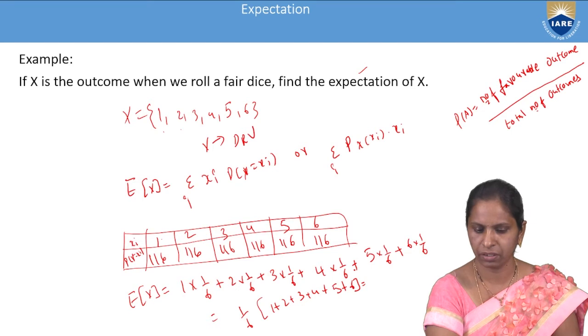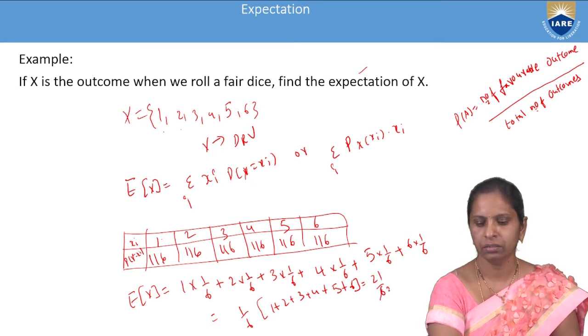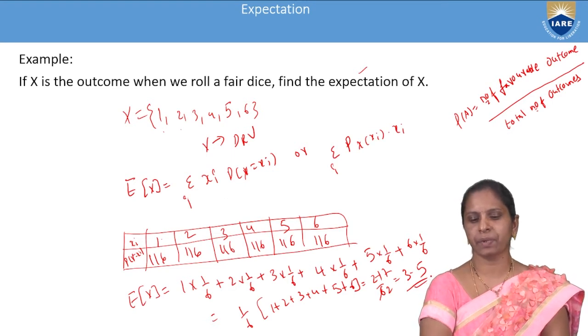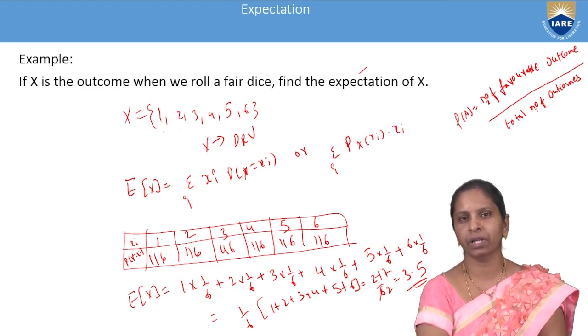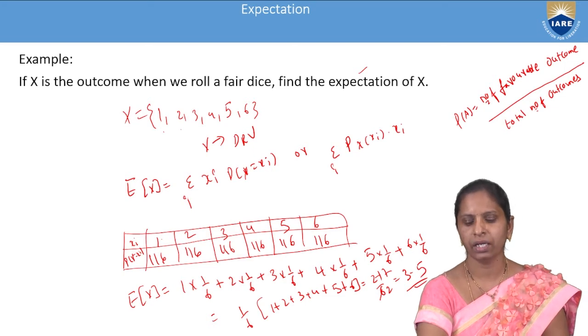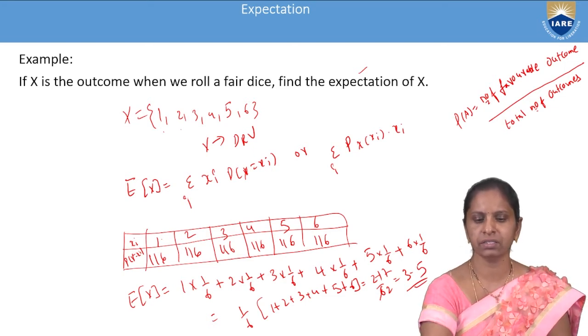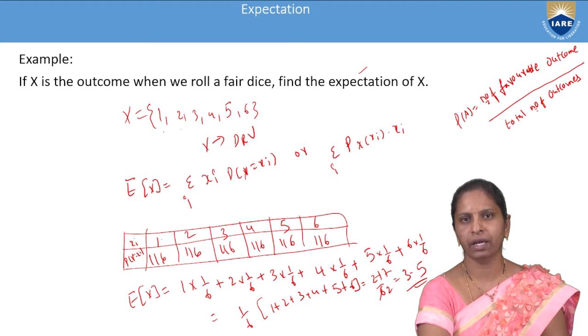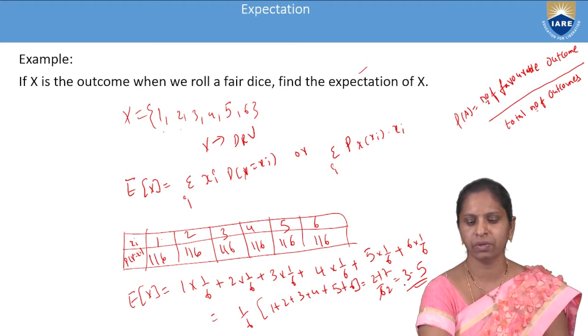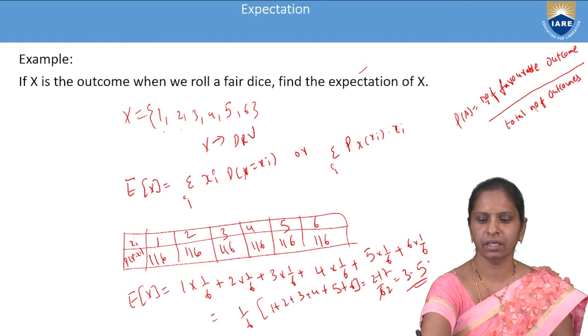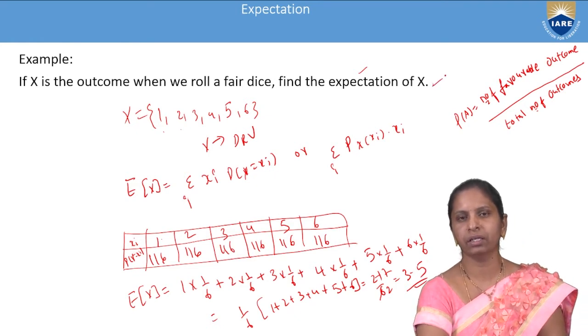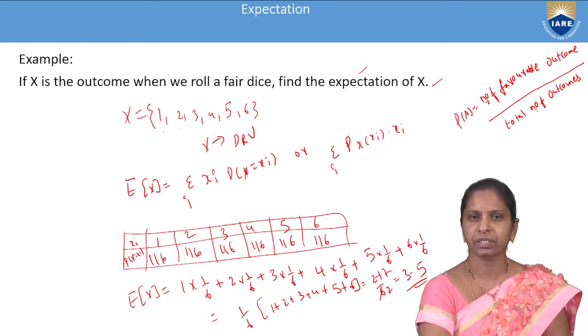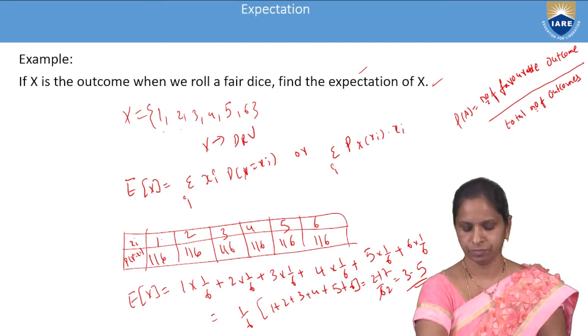So you will get that this value is (11 + 15 + 18 + 21) by 6, so it's nothing but 3.5. Therefore, what is the expectation or the statistical average of random variable x? What is my random variable x here? It is the outcome of a fair die. What is the average value we got? 3.5. So like that, for any discrete random variable, you can calculate the expected value or the average value.